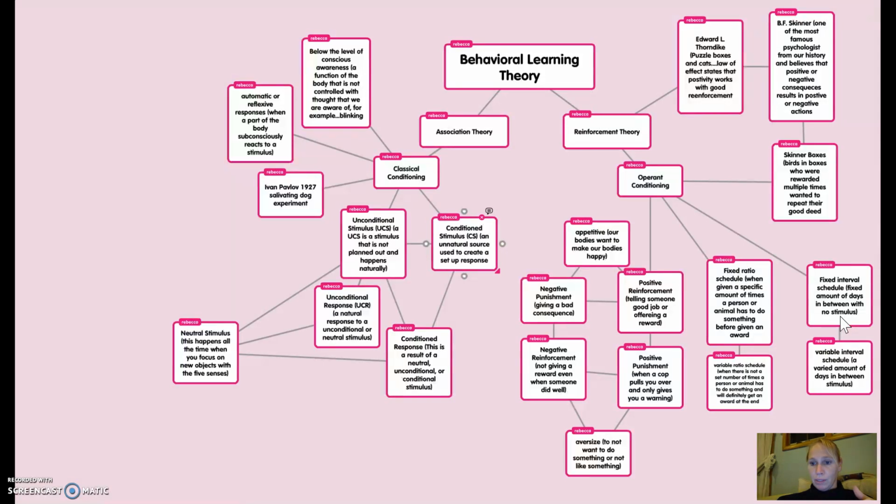Variable interval schedule is a varied amount of days in between the stimulus, which out of all of them is probably the least effective because it's so variable, it's so inconsistent that the person that's trying to change a behavior or learn a behavior, when you're not as consistent, it's not as effective. So there's a varied amount of days in between the schedule. And that's what I have for behavioral learning theory.